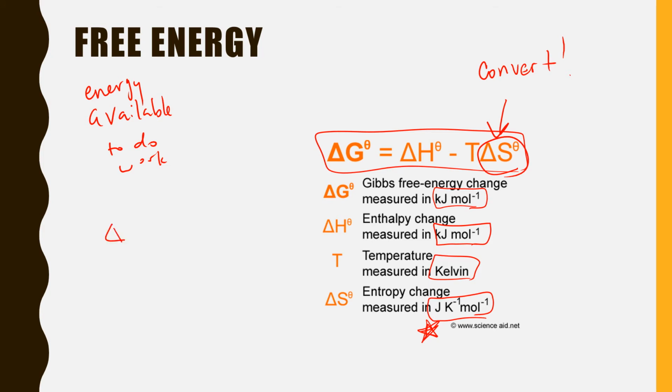If I have a negative delta G, then that means that it is thermodynamically favorable. And if I have a positive delta G, that means that the reaction is thermodynamically unfavorable. Thermodynamically favorable reactions favor my products. Thermodynamically unfavorable reactions favor my reactants.